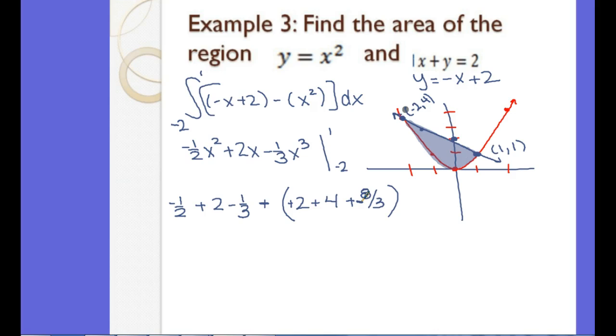Okay, so you have negative 3 plus 4. 1 plus 2 is 3. 3 plus 2 is 5. 5 minus a half. Yep, 4.5.